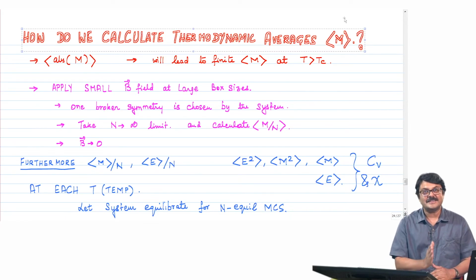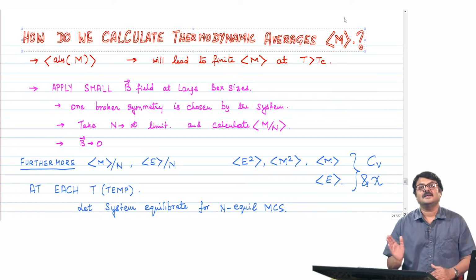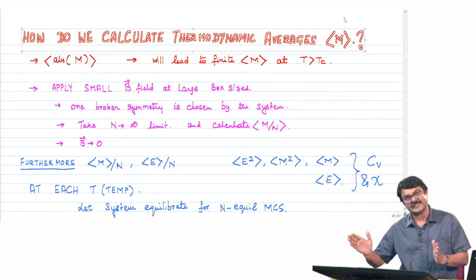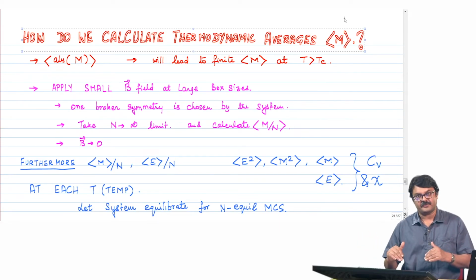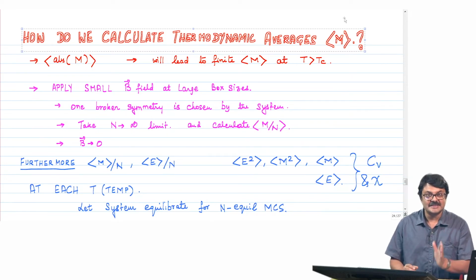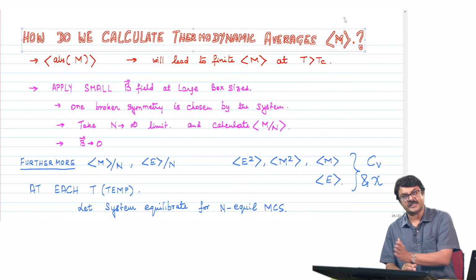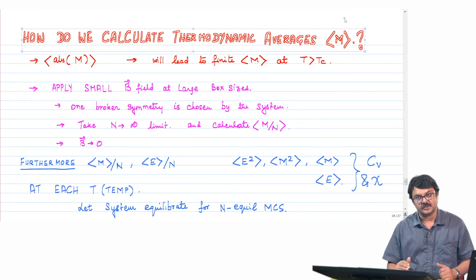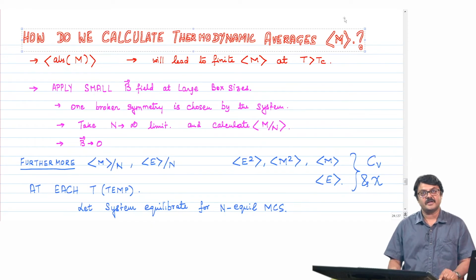Calculate the instantaneous magnetization at different Monte Carlo steps and average them over. That will give you the average magnetization. So, we are taking an average over the instantaneous magnetization, which we have not done till now. Till now we have been looking at how the instantaneous magnetization fluctuates with MCS, but now we average over the number of Monte Carlo steps to calculate the so-called thermodynamic magnetization.